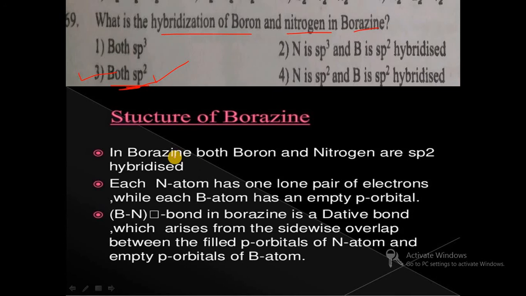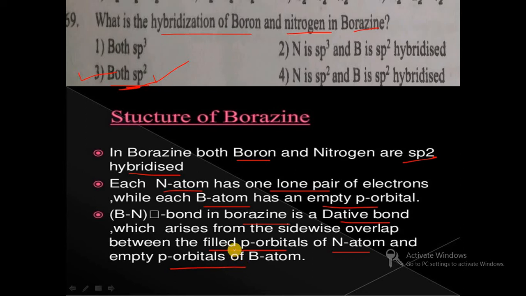Structure of borazine: in borazine, both boron and nitrogen are sp2 hybridized. Each nitrogen atom has one lone pair of electrons, while each boron atom has an empty p orbital. So the boron-nitrogen bond in borazine is a dative bond, which arises from the sidewise overlap between the filled p orbital of the nitrogen atom and the empty p orbital of the boron atom.